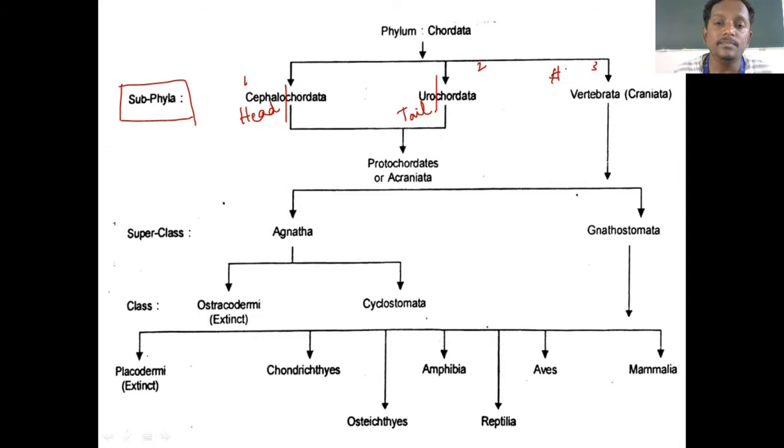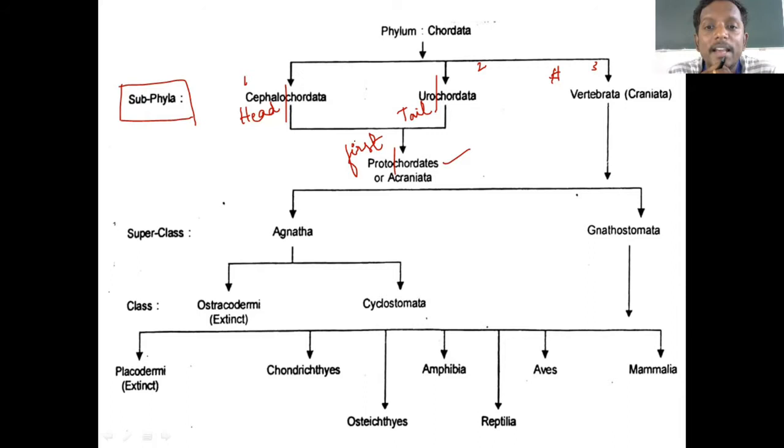Dear students, cephalochordata and urochordata, they are collectively called protochordates. Proto, once again, means first or primitive. So among the chordates, cephalochordates and urochordates are considered primitive chordates. Primitive chordates. And vertebrates are advanced chordates. Primitive chordates or protochordates are also called acraniata.